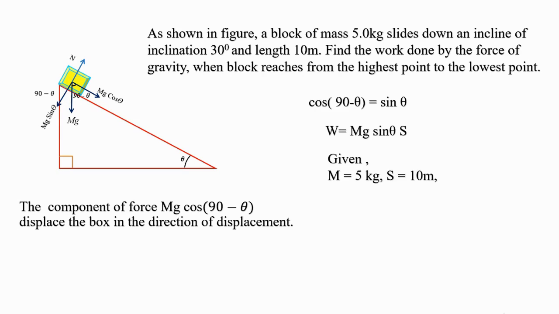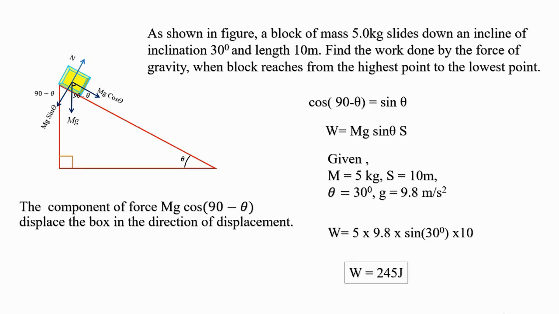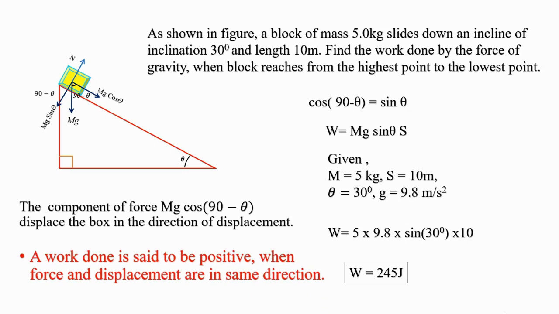Given mass of the block is equal to 5 kg. Displacement S is equal to 10 meter. Angle of inclination is equal to 30 degree. Gravitational acceleration g is equal to 9.8 meter per second square. All the given values are in same unit. Substitute all the values in the formula. After solving, we have W equal to 245 joule. A work done is said to be positive when the force and displacement are in same direction.